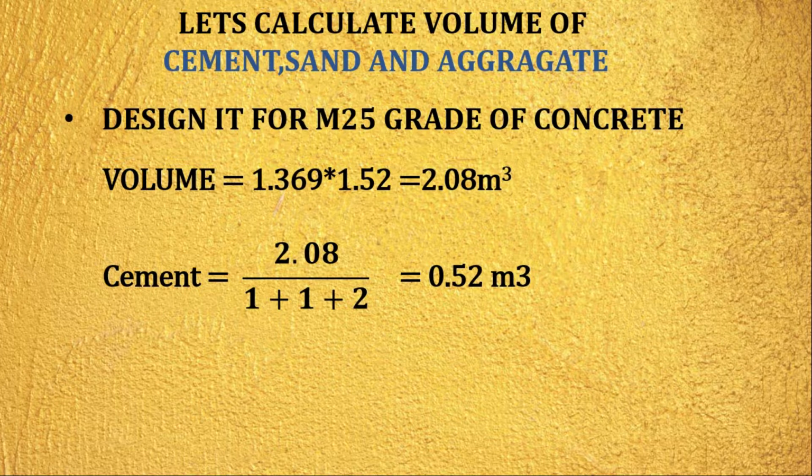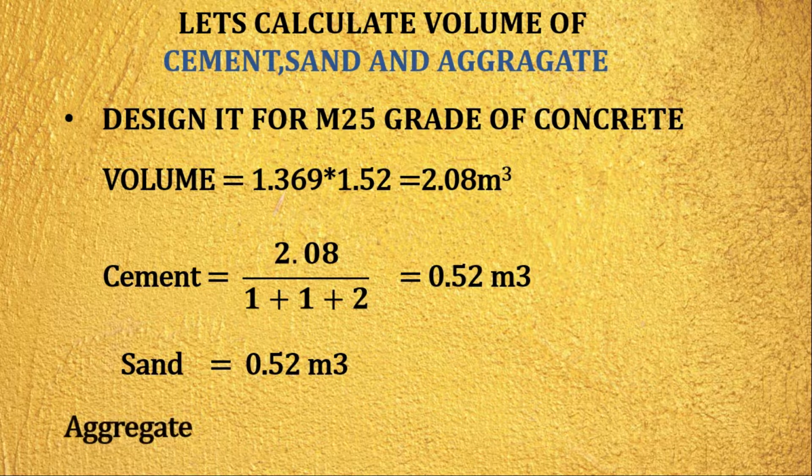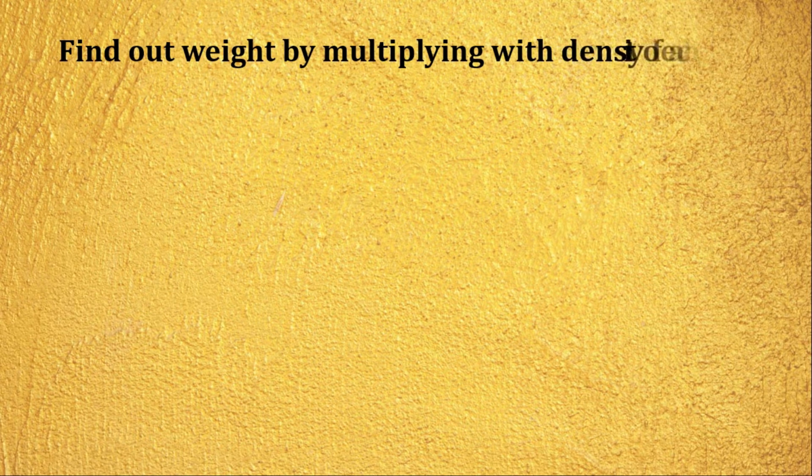As the proportion of the cement and sand are equal, the sand volume will also be 0.52 meter cube, and the volume of the aggregate is going to be twice the volume of the cement, or you can say sand. So we can calculate it like 0.52 multiplied by 2, which will equal 1.04 meter cube. As we have the volume of the cement, sand and aggregate, we can easily calculate the weight of each material. So let's find out the weight by multiplying it with density.